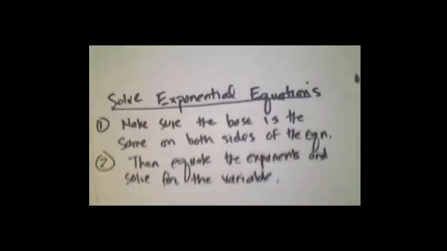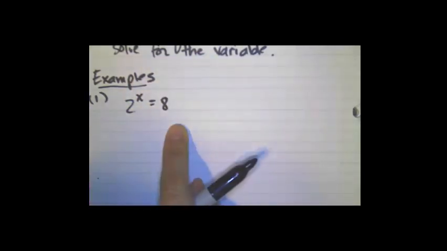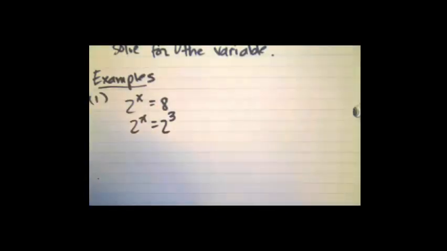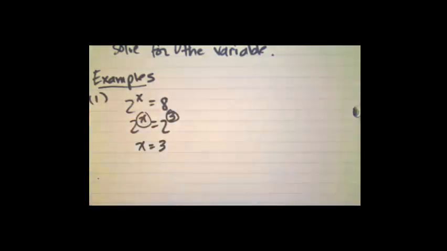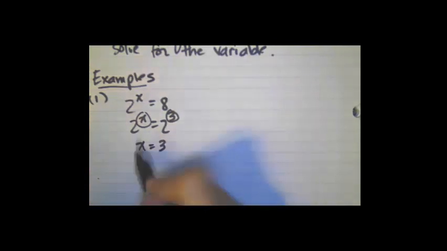Okay, number 1, examples. If you have 2 to the x is equal to 8, the bases are not the same, but we know 8 is equal to 2 to the 3rd. Once the bases are the same, you're going to equate the exponents, and that one's really easy because the variable is already solved for.